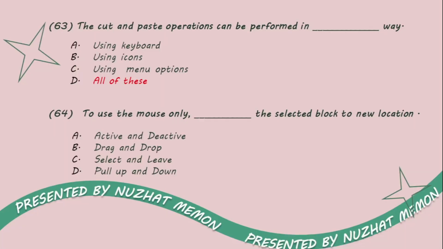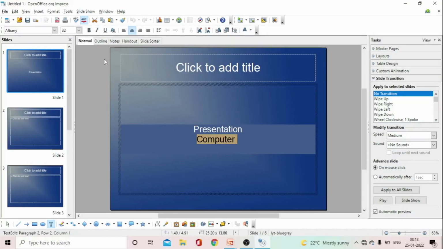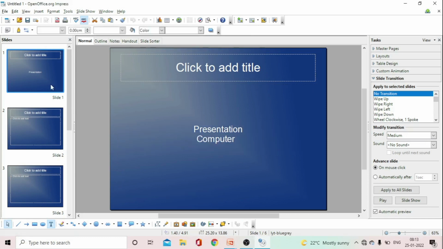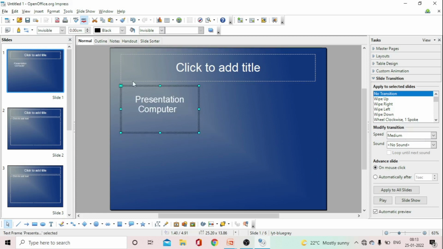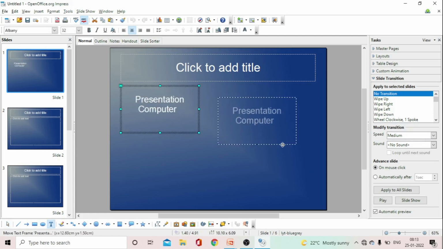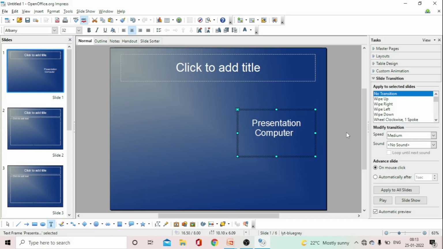To use the mouse only, drag the selected block to the new location. So you have to drag and drop to the new location. For example, what does it mean to say? I'll tell you. For example, this is a block. Let me reduce its size so you may be able to understand it easily. So this is the block. If I drag the block and move it to a new location, this is known as drag and drop, which is done by mouse, right?